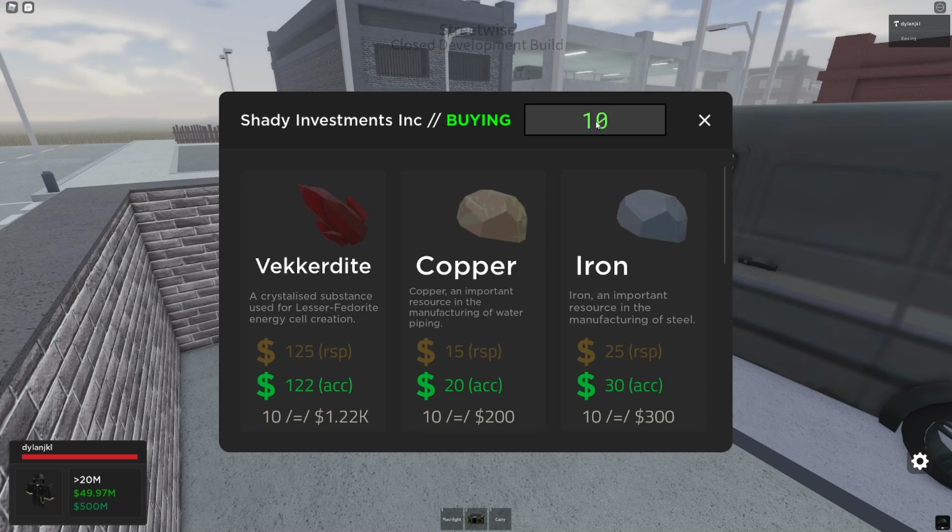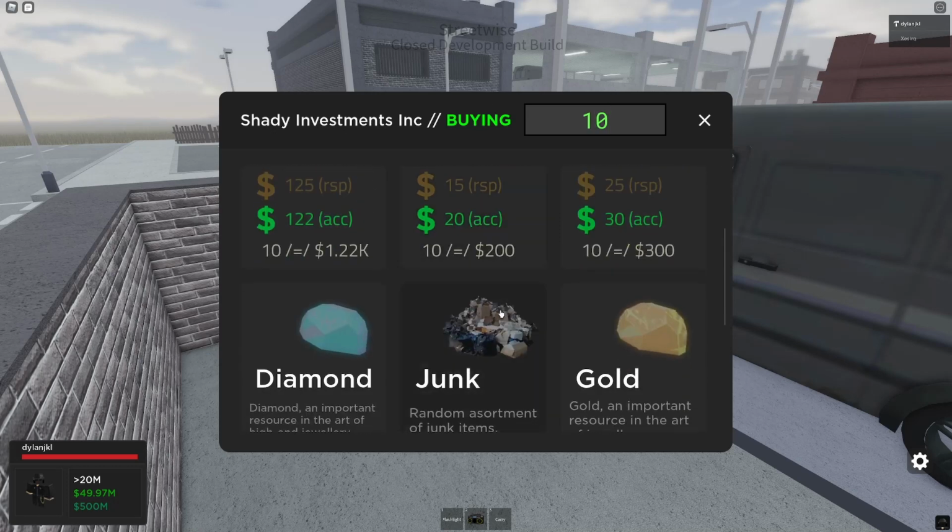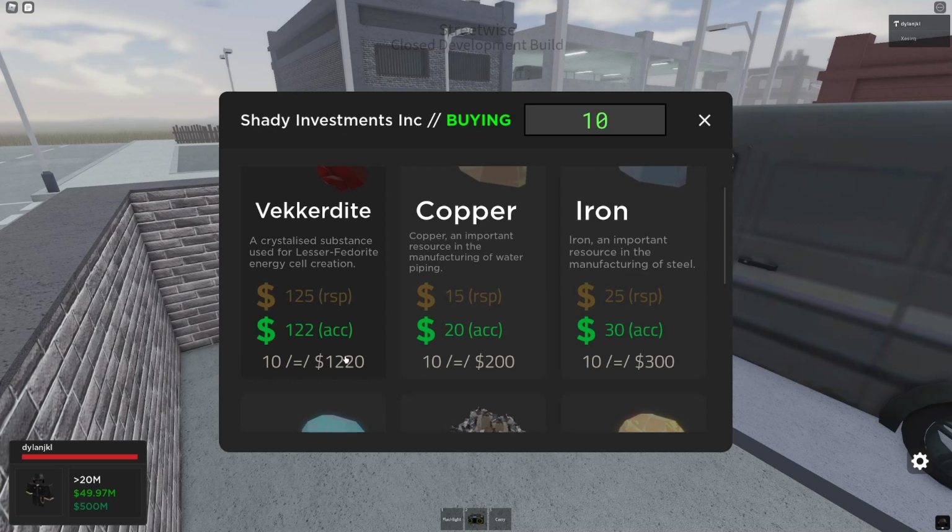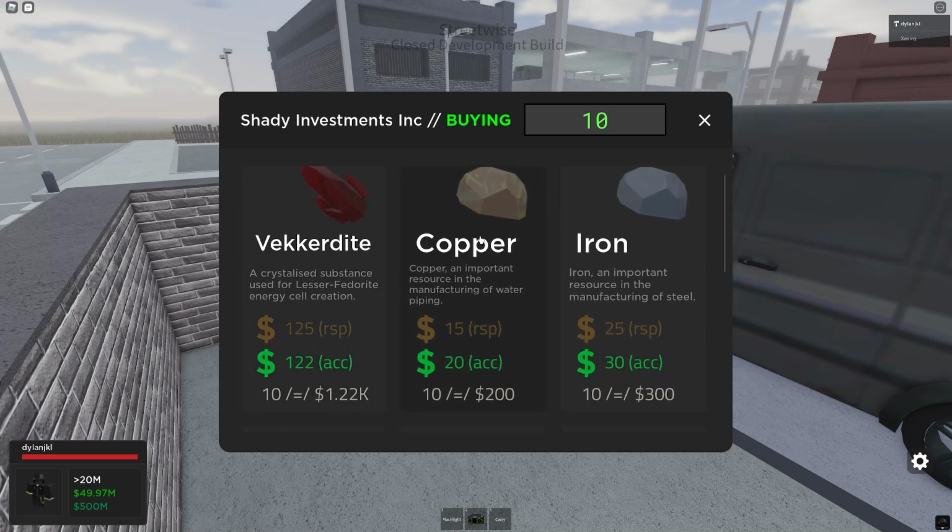You can type your quantity up here and it'll automatically calculate the amount. If you hover over something that's over 1,000, it'll actually tell you the specific price. It's just shortened for ease on the eyes, you could say.